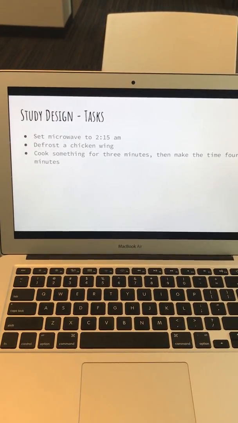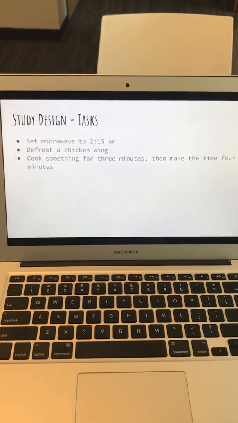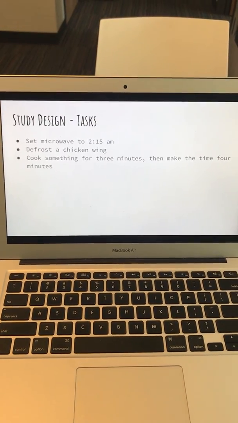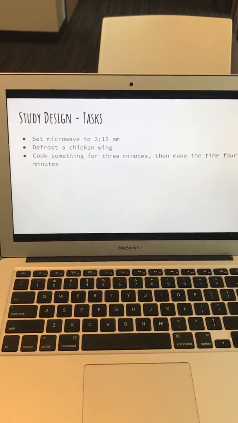And then we decided to make them defrost a chicken wing because we know that this is something that everyone struggles with when not knowing the weight of the food. And the last task is to cook something for 3 minutes and then change the time to 4 minutes because you often see that cooking time changes while you are cooking.